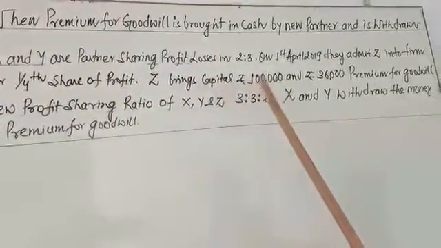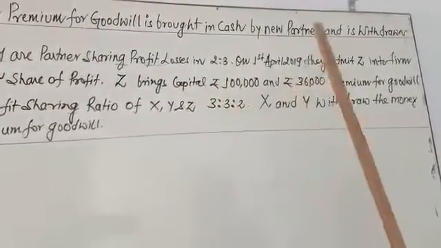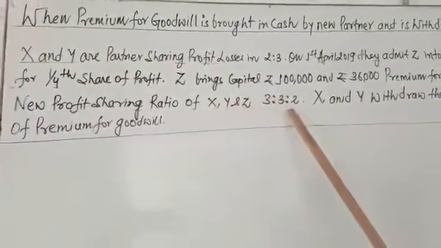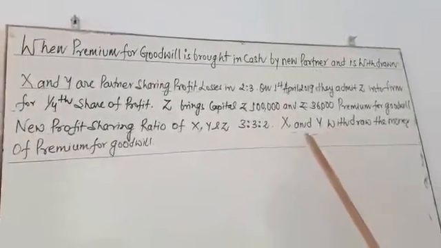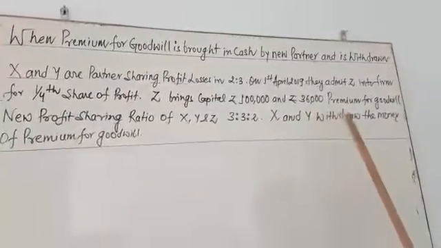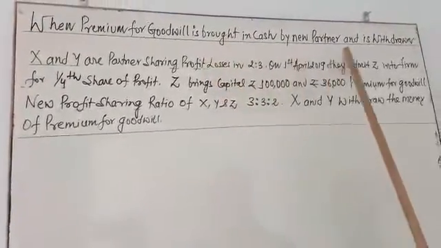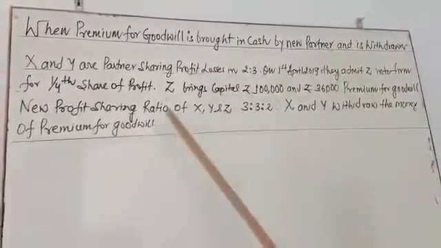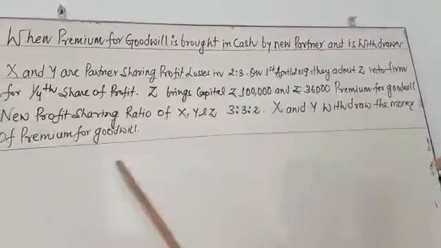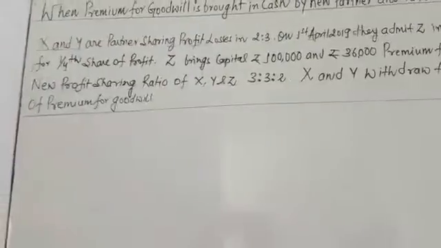Z brings capital of rupees 1 lakh and goodwill of 36,000. Their new profit sharing ratio is 3:3:2. The new situation today is that X and Y withdraw the money of premium for goodwill. Today I am going to show how to pass the journal entry for withdrawal of money from premium for goodwill. First we have to calculate the working note.